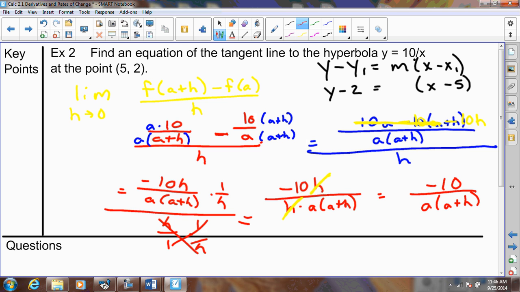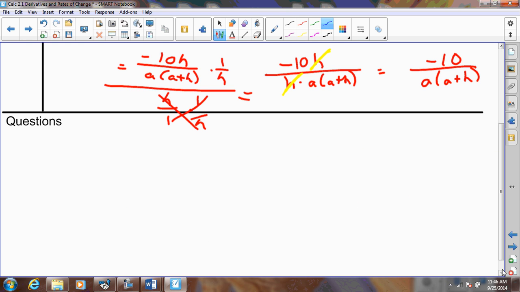I intentionally left the a in for a while to show that we could do all this with the a. We actually do have a specific a value, though. The a value is our x value. That was 5. So at this point, I want to plug in a equals 5 just so that we can have some specific numbers to look at. Whoa, I went down a little bit further than I intended. But that would give us negative 10 over 5 times 5 plus h, which would simplify to negative 2 over 5 plus h.